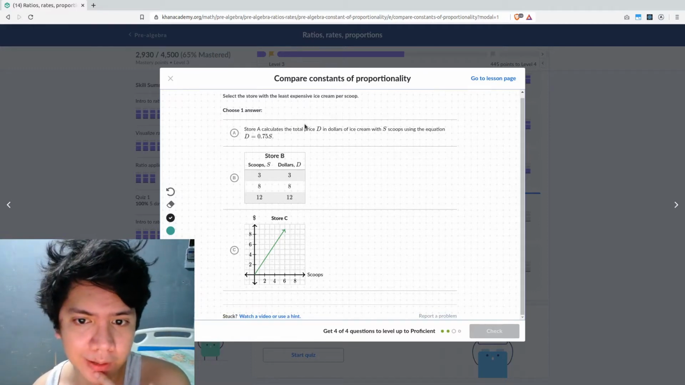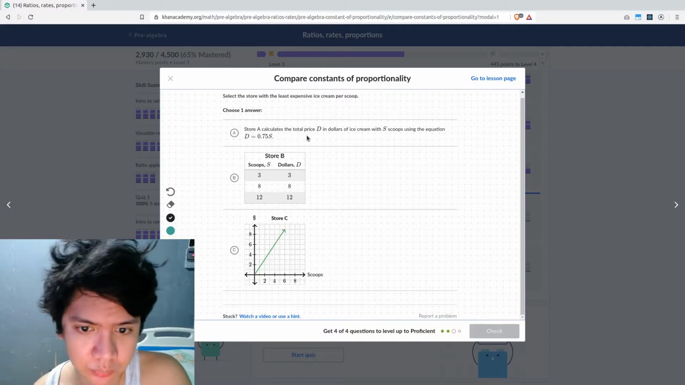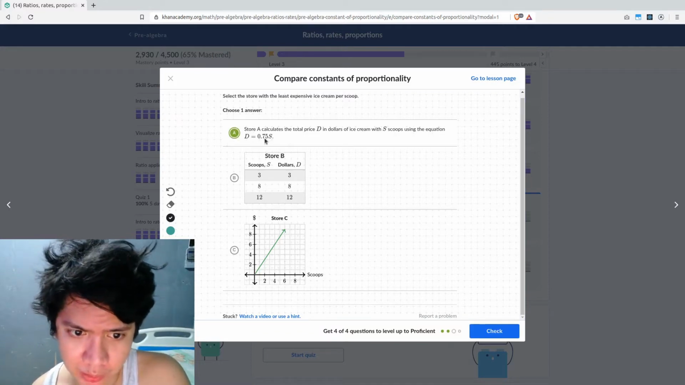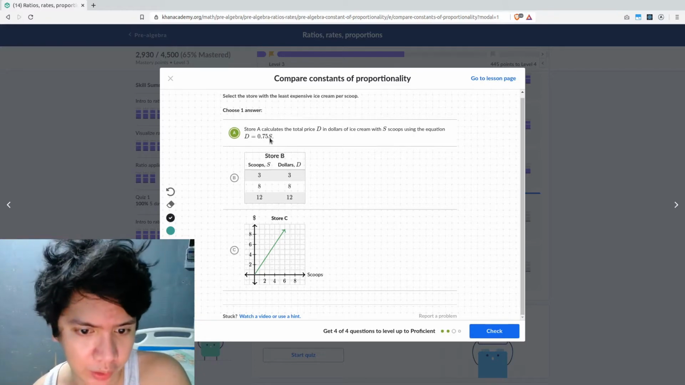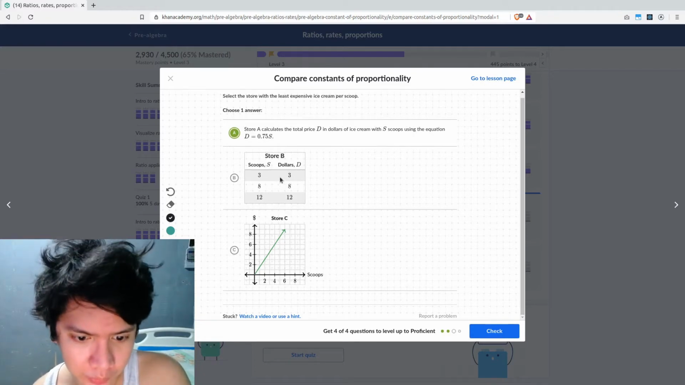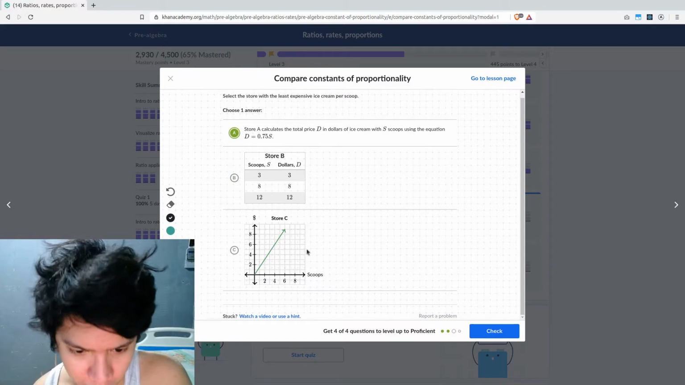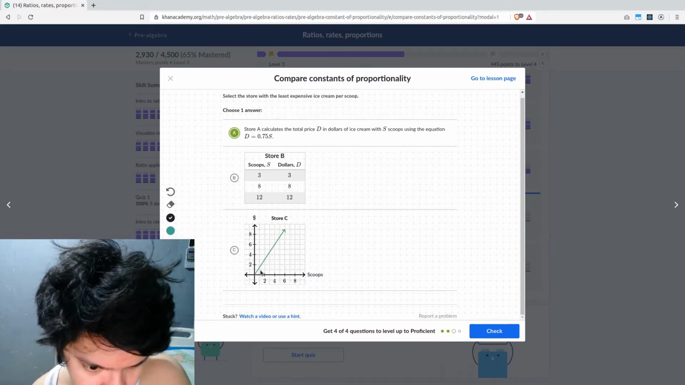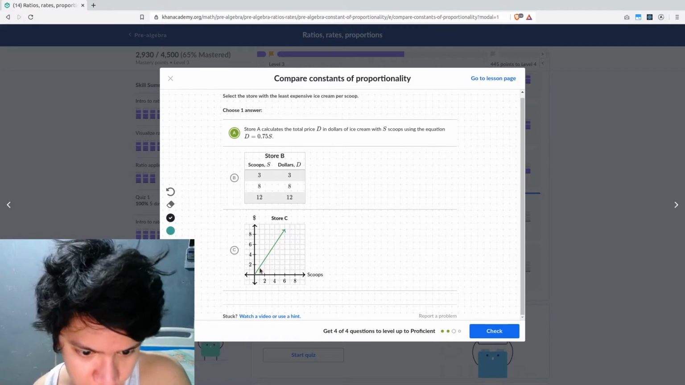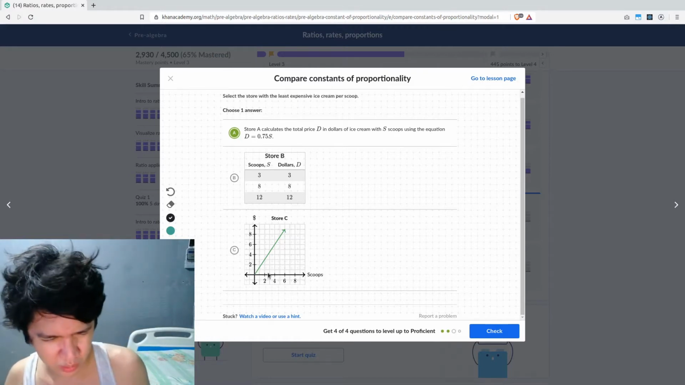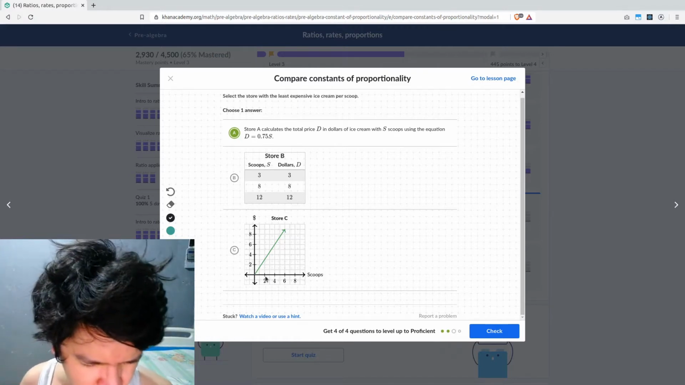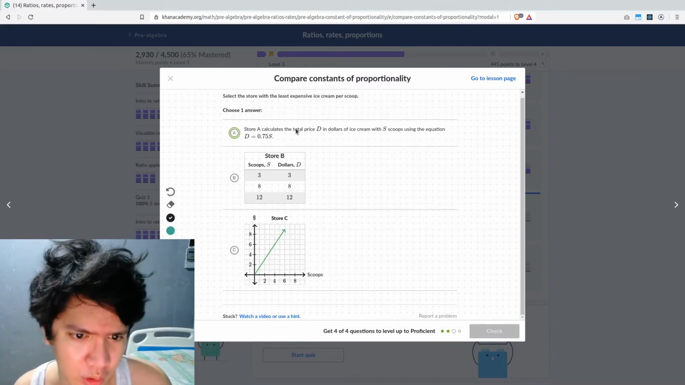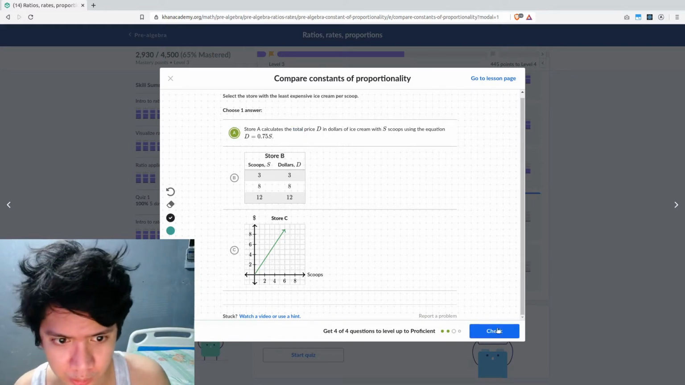Least expensive ice cream per scoop. So we have $75 per scoop over here. This is 1-to-1. And this is for every one scoop, you have about 1 point something. Or two scoops, $3 per scoop. So this is the least.